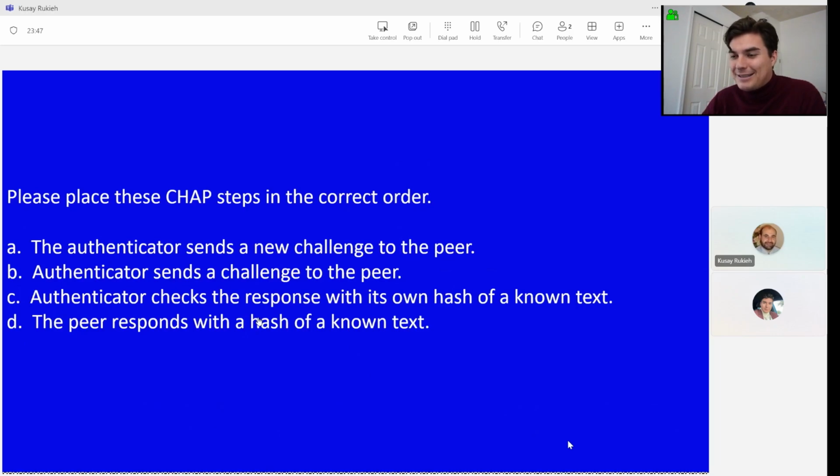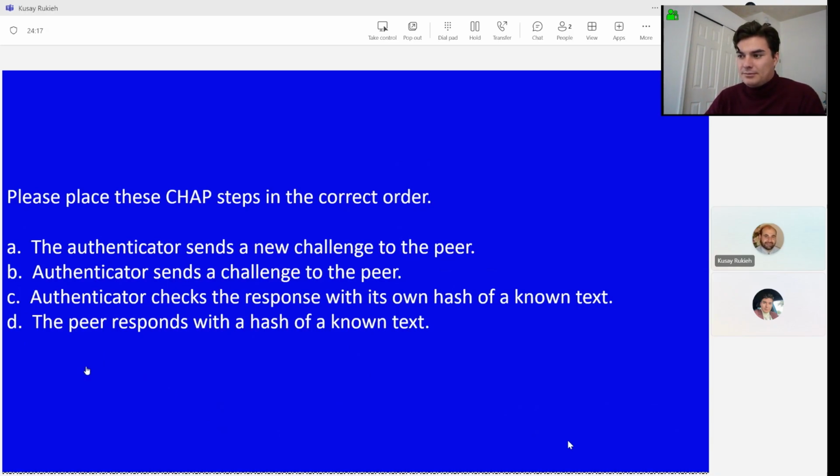And now, if we are in agreement, that means we're speaking the same language, right? He's speaking French, I'm speaking French, because he responded to me with French, right? And then once we agree, that means the authenticator checks the response back to his own. So he's going to send a new one. Okay, so the answer is D. The peer responds with a hash of known text.